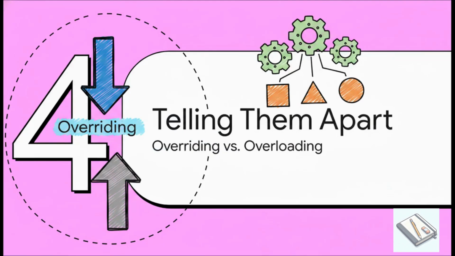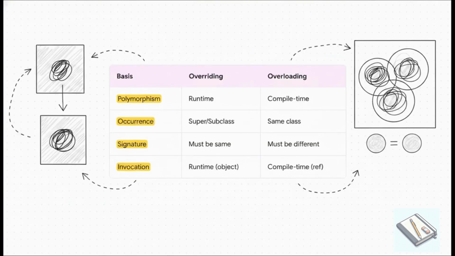Speaking of concepts that sound similar but are totally different, let's clear up another big point of confusion: overriding versus overloading. This table lays it all out. Overriding happens between a parent and a child class. Overloading happens all within a single class. For overriding, the method signature has to be identical. For overloading, it has to be different. But the biggest takeaway is this: overriding is all about changing an existing behavior, while overloading is about adding new ways to call a method with the same name.